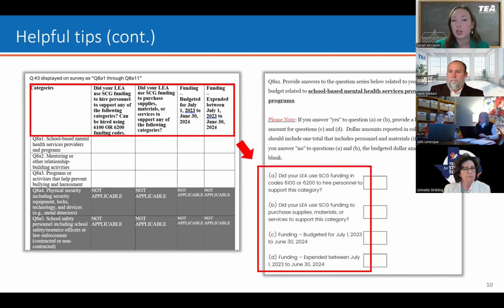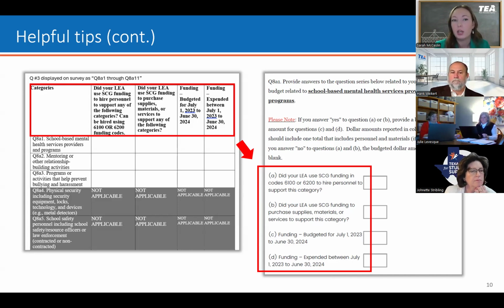On the right side of the screen, you'll see what it looks like on Qualtrics. So you'll see those same headings are in the question, in the A, B, and C portion of the question. So yes or no, did your LEA use SCG funding to hire personnel? Yes or no, did your LEA use SCG funding to purchase supplies, materials, or services? And C and D, what was budgeted, what was spent?